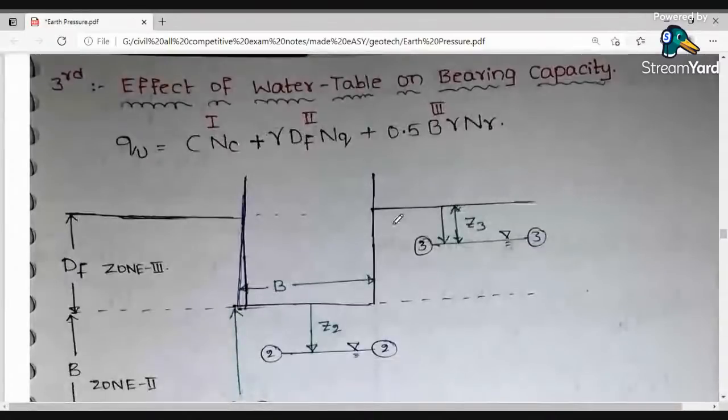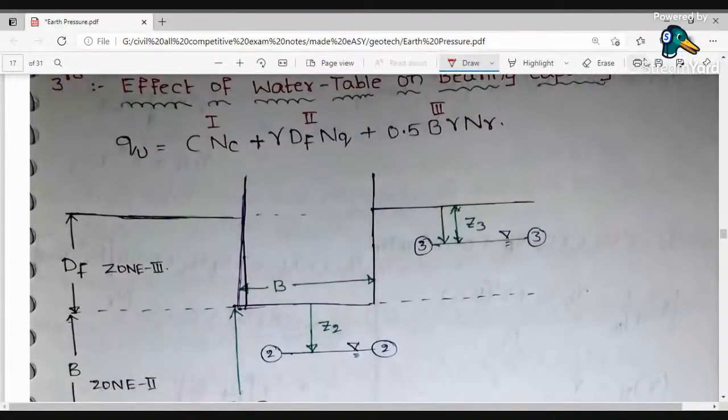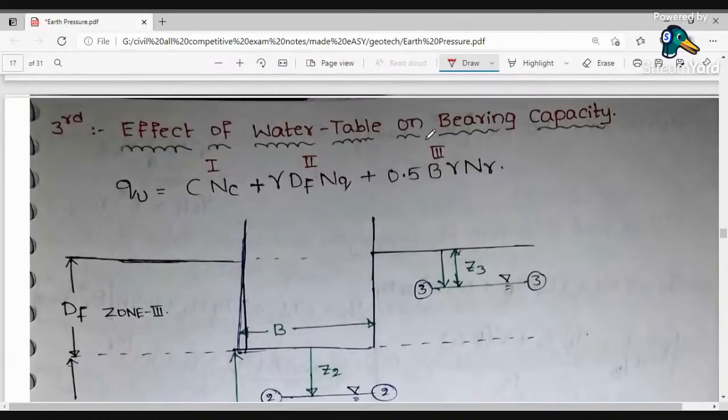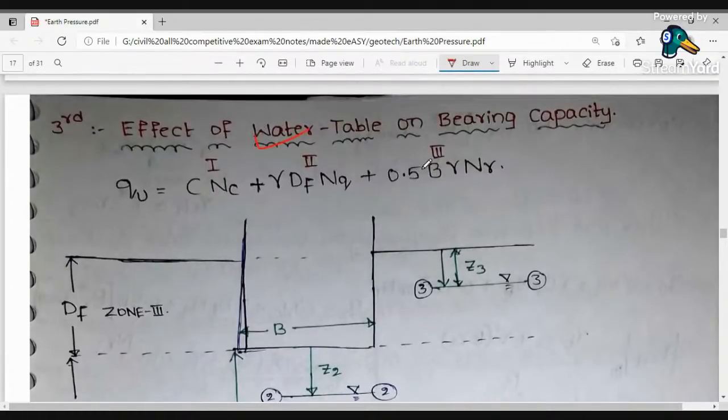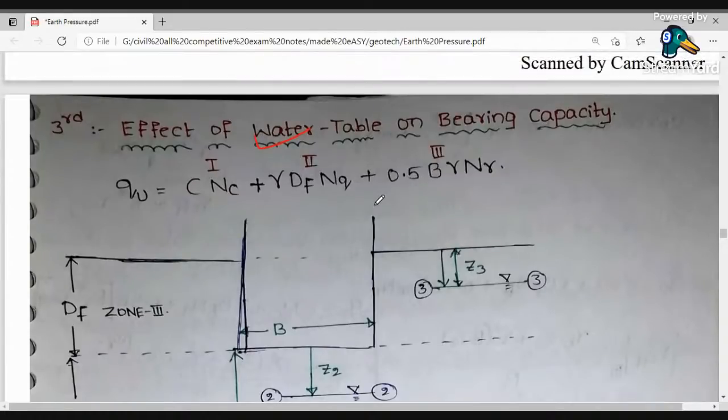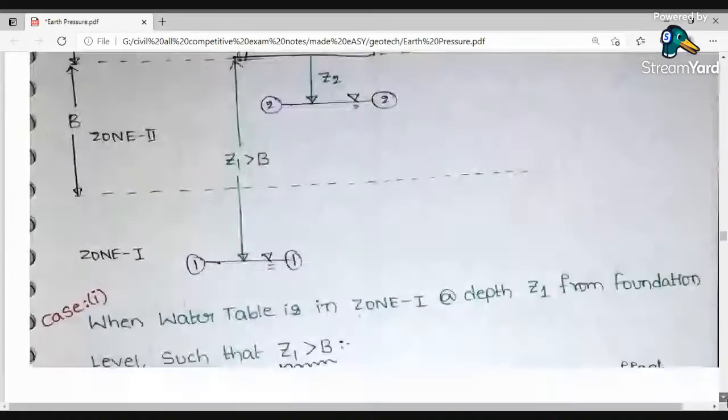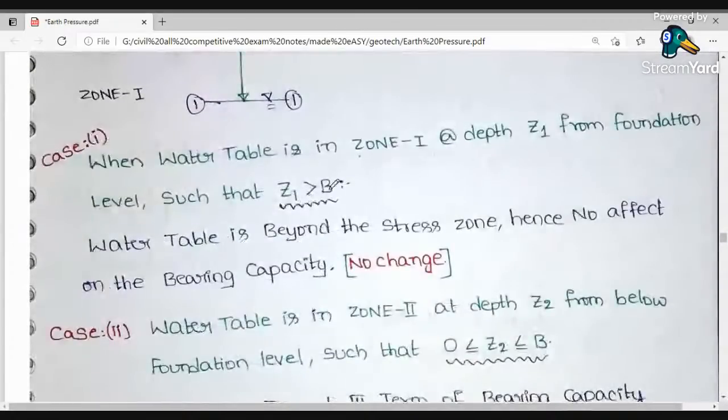Then we also have to conceptually see the effect of water table. If the water table rises, then what will be the sense of the factors, the Df values, or what is the sense of B values? This also you have to understand. Okay, when the water table is in zone 1 at depth z1, where z1 is greater than B, this part will be discussed in the next class.